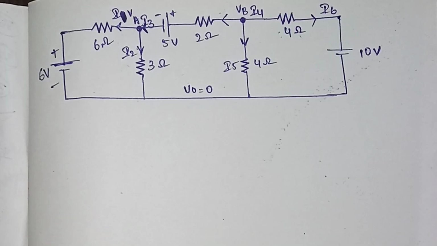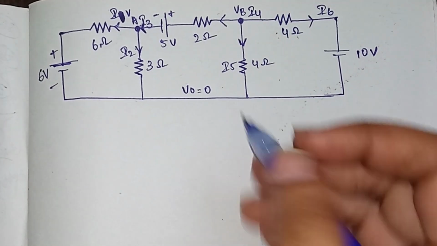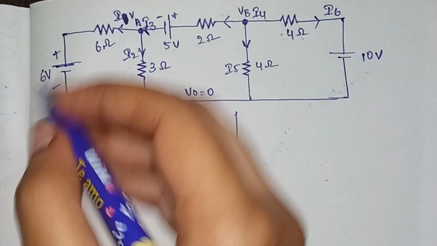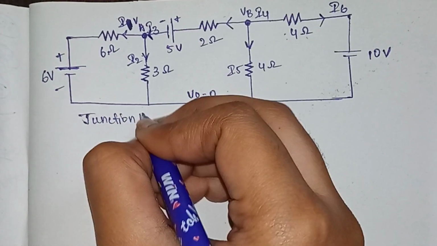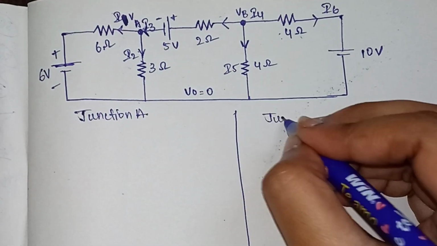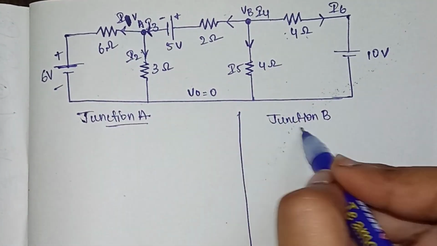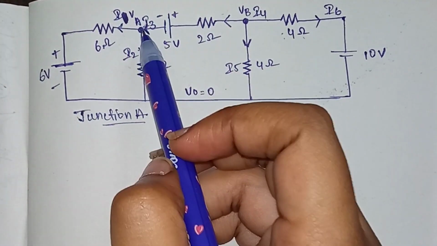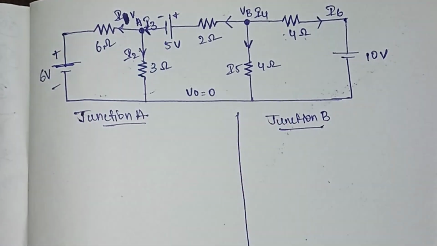So this is the circuit we are having. Now what we need to find? Let me split the parts. First for junction A, and this will be for our junction B. So in junction A, which means in this particular junction, you are having I1, I3 and I2 as the currents.